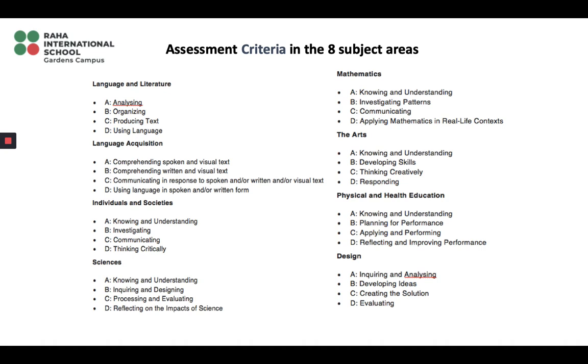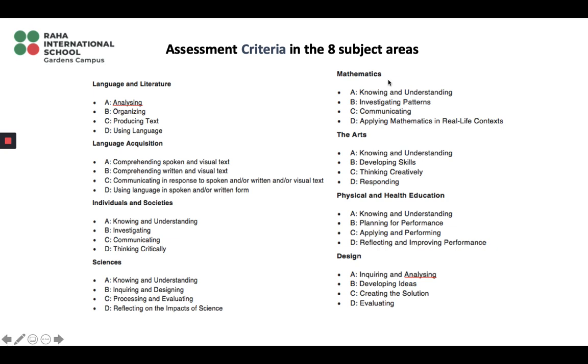Okay, so as you saw in the video, they refer to the different criteria in all the subjects. So here's a snapshot of the 8 subject areas and the names of the assessment criteria. You'll notice that knowing and understanding comes up 5 times, so that's quite a common area. It's more or less, I suppose you could liken it to your traditional type of tests in other systems.